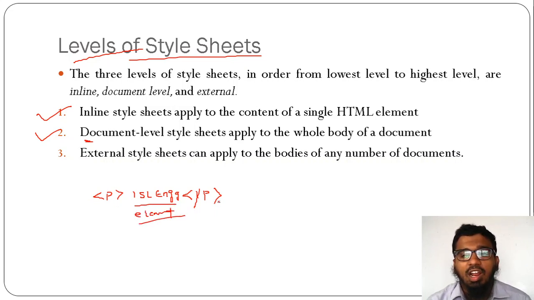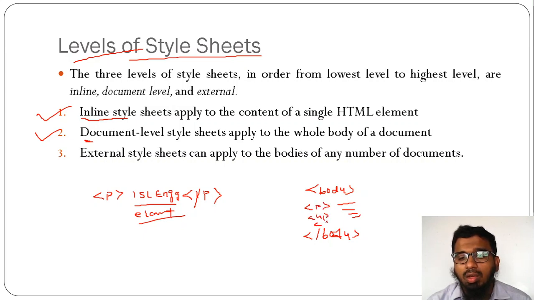Only for a single line element can the inline style sheet be applied. I will show you the example also. A document level style sheet is applied to the whole body of the document, meaning it will apply to the whole body. Whatever the content is here, like P, H1, B, whatever tags are there under the body, that will apply to the whole body.